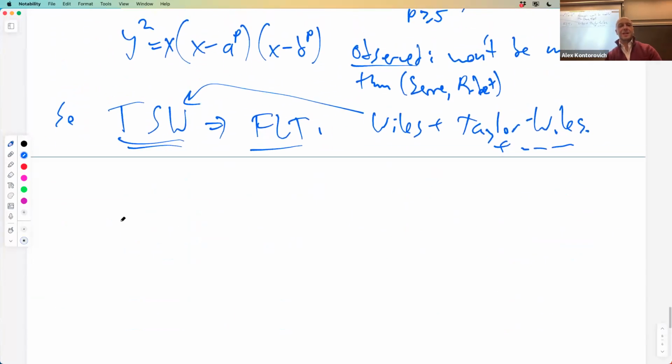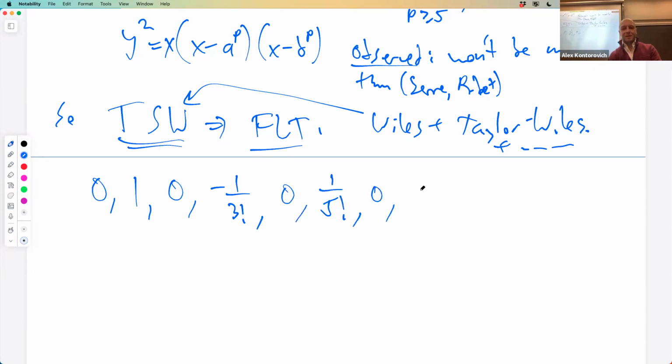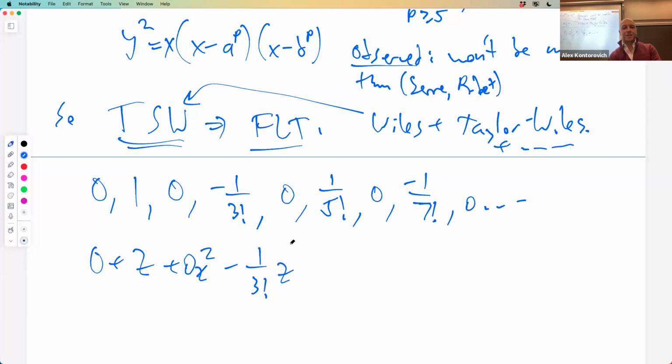The way I like to think of it is this. I'm going to give you a sequence, okay? Here's the sequence: 0, 1, 0, -1 over 3 factorial, 0, 1 over 5 factorial, 0, -1 over 7 factorial, and so on. You're going to make that into a series. So this is no constant term. So 0 plus z plus 0 z squared, minus z cubed over 3 factorial, plus 0, plus z to the 5th over 5 factorial, and so on. What is this thing? Sine. This is sine of z.